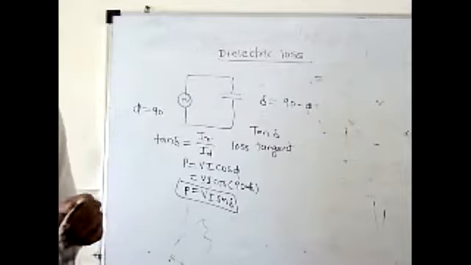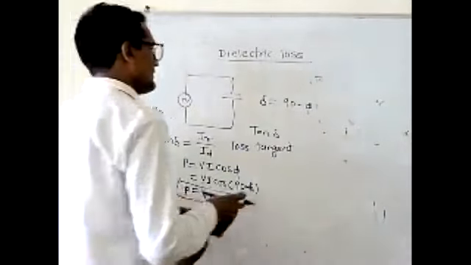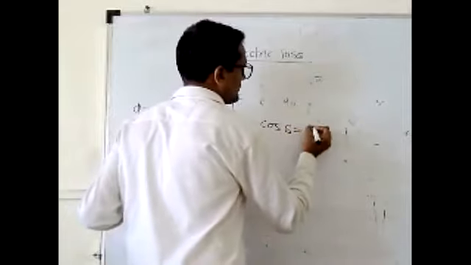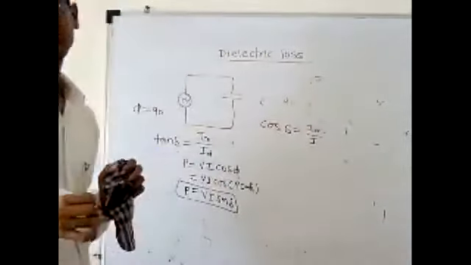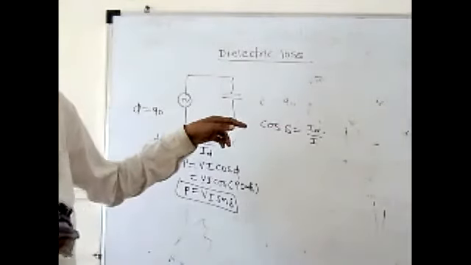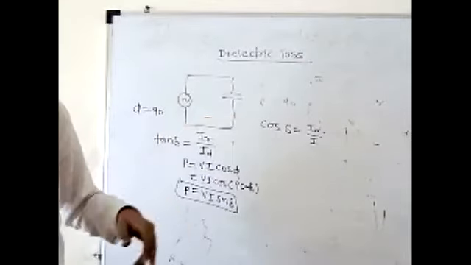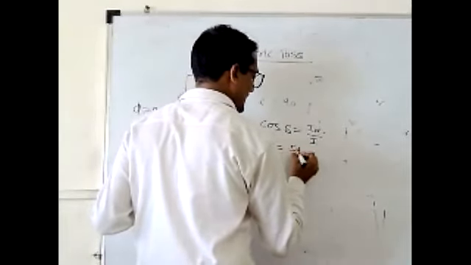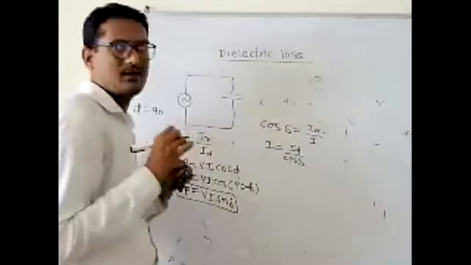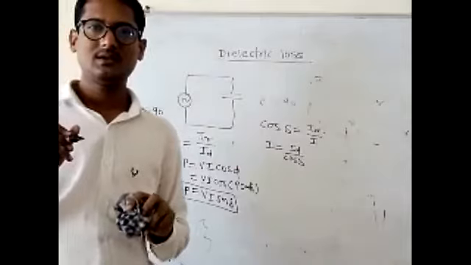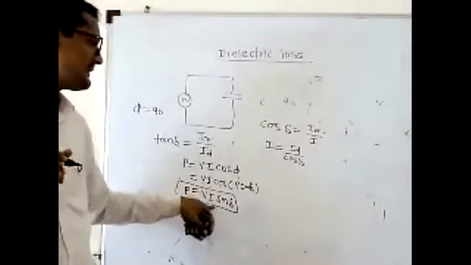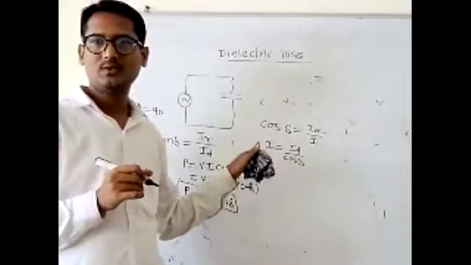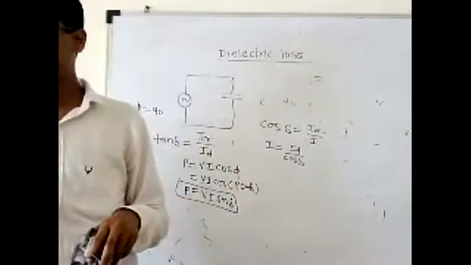From the phasor diagram, cos of delta equals ID upon I. Therefore, by rearranging this equation, we get I equals ID upon cos of delta. Okay, this is our equation for the I.